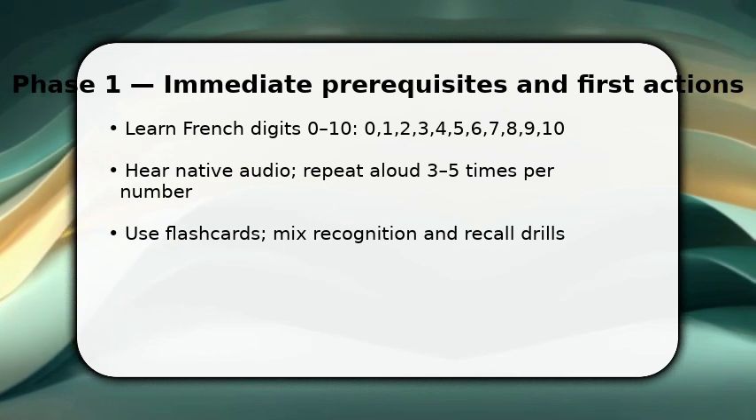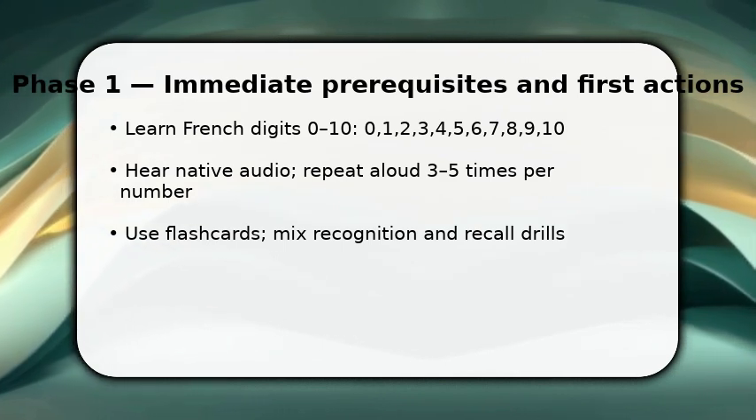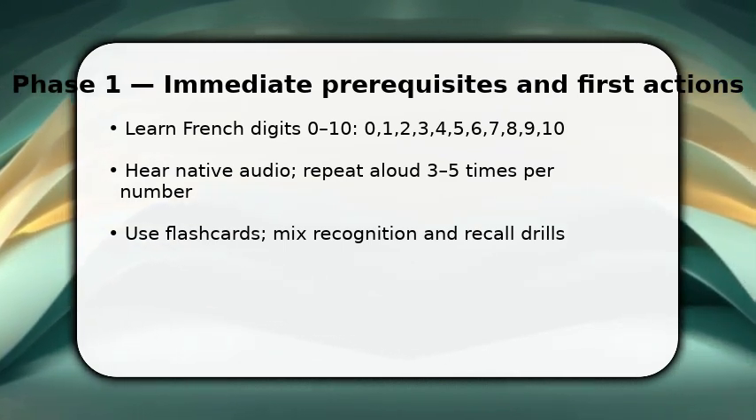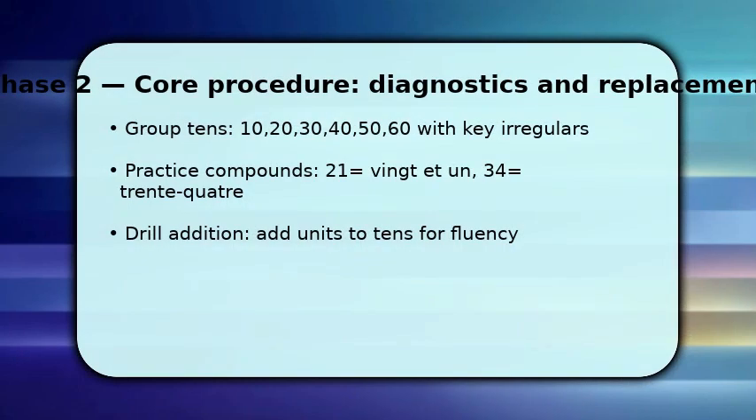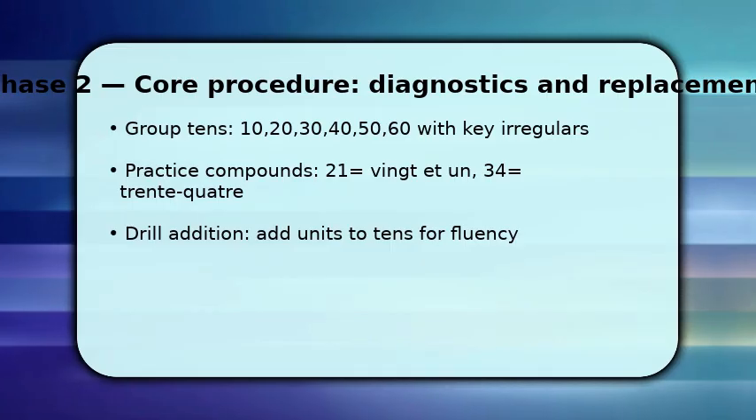You now expand to 11-69 by recognizing tens plus units as reliable patterns. French uses specific words for 10, 20, 30, 40, 50, 60. Learn the connectors. For example, vingt et un for 21 and trente-quatre for 34.